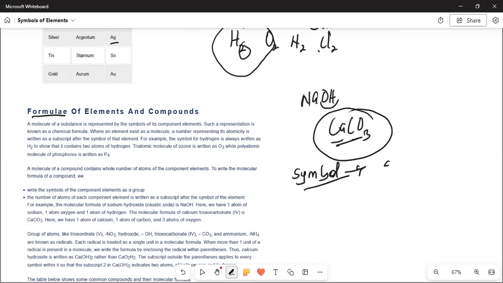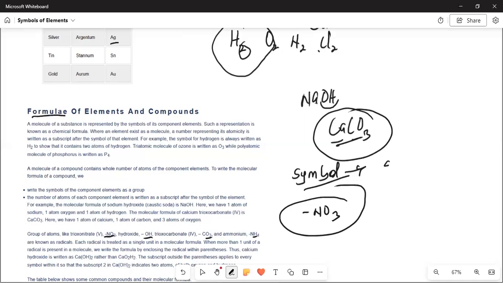The groups of atoms like nitrate, hydroxide, carbonate, and ammonium are known as radicals. And what is a radical? A group of atoms that behave as a single unit. Whenever these radicals react, they act as a single unit, even though they are a group of atoms. For example, in nitrate, we have several atoms there: one atom of nitrogen and three atoms of oxygen. But whenever it reacts, it acts as a single unit. So such a group of atoms that behave as a single unit is known as a radical.